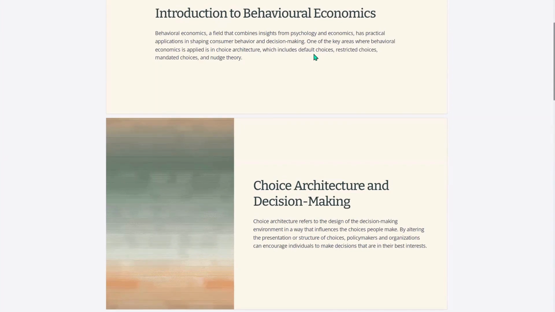Choice architecture is an area in behavioral economics where we are sometimes also restricting consumers' choices. We might be making mandated choices, and there is something called nudge theory. So these are the four things we are going to study in choice architecture: how to make default choices, restricted choices, mandated choices, and nudge theories that can impact consumer behavior.